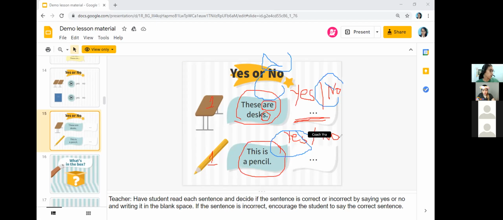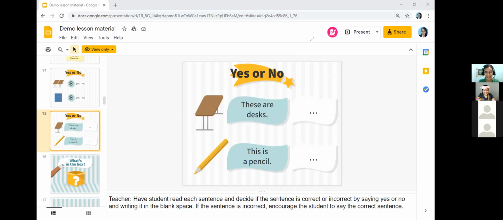Good job. Oh, one more. One, two. These are notebooks. Yes. No. These are notebooks. Yes. Yes, great job. Well done, Ina. Look, I'll give you ice cream and chocolate. Very good. Thank you very much, Teach. Thank you, Teach. Okay.